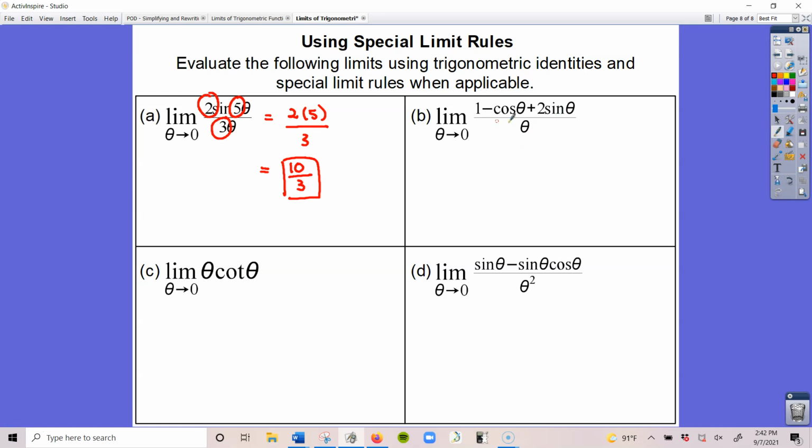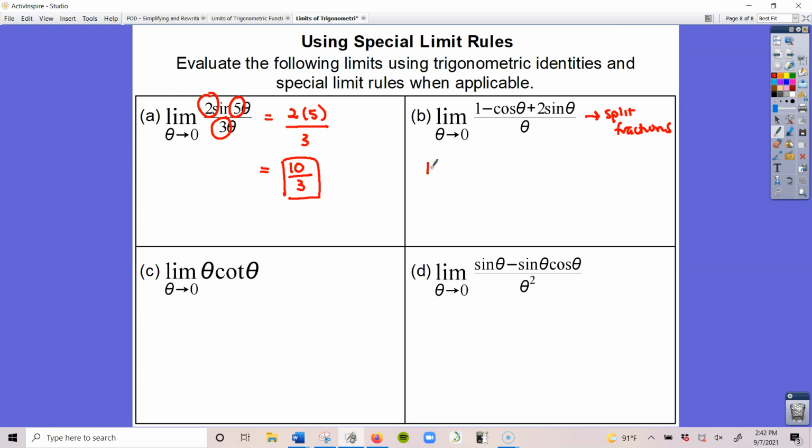Now over here, we have 1 minus cosine theta plus 2 sine theta, all over theta. And this is for theta approaching 0. So perhaps we can apply a special limit here. Everything is over theta, so what you can do here is split the fractions. But when you're splitting your fractions, you're not just splitting it any which way, you're splitting it so that you can apply these special limits.